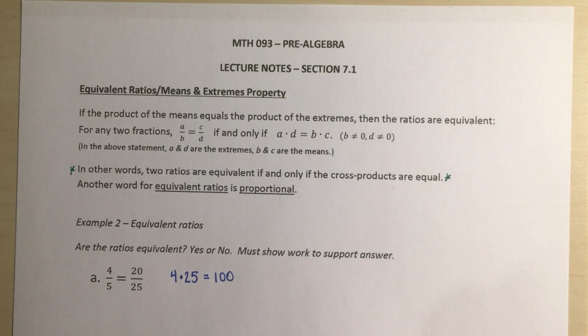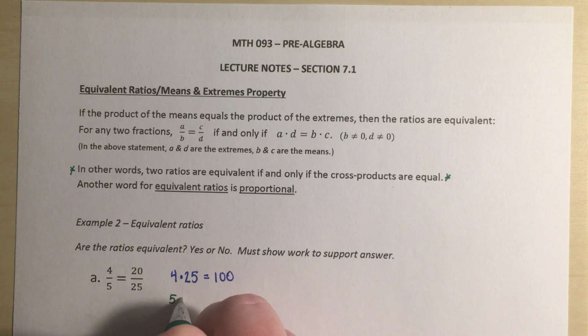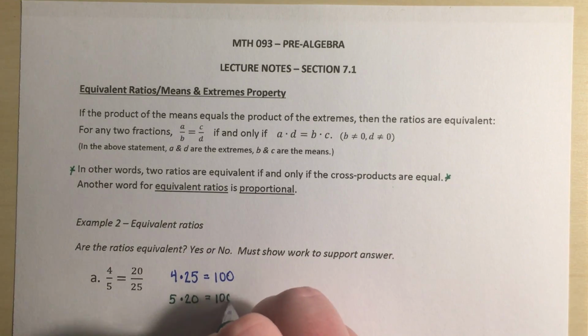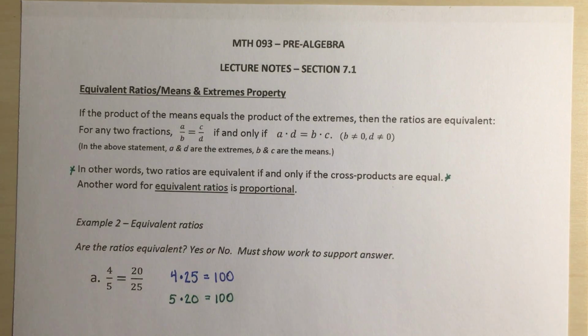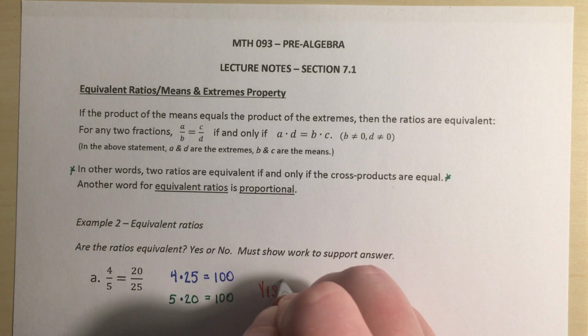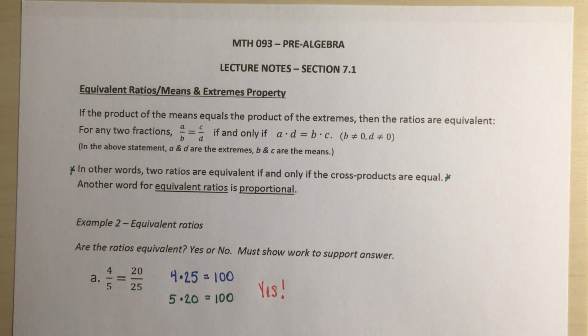All right, now we're going to take our other cross product, so 5 times 20. 5 times 20, well, 5 times 2 is 10. We add a 0, we get 100. So what we do is we're going to compare these. These two products are the same. So are the ratios equivalent? Yes. These ratios are equivalent, or again, using our other terminology, they are proportional.